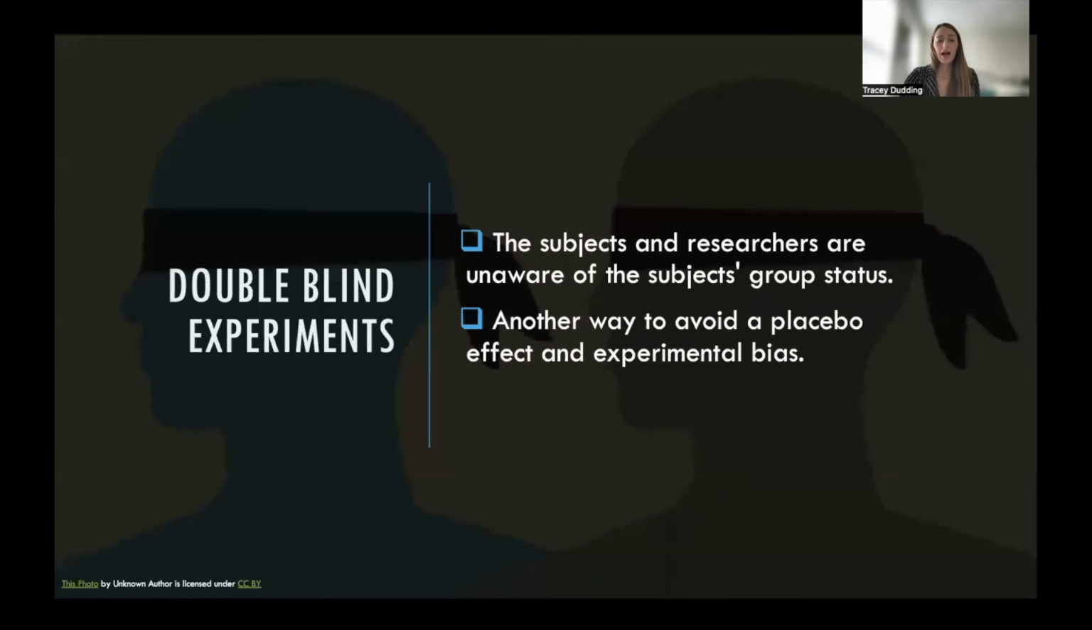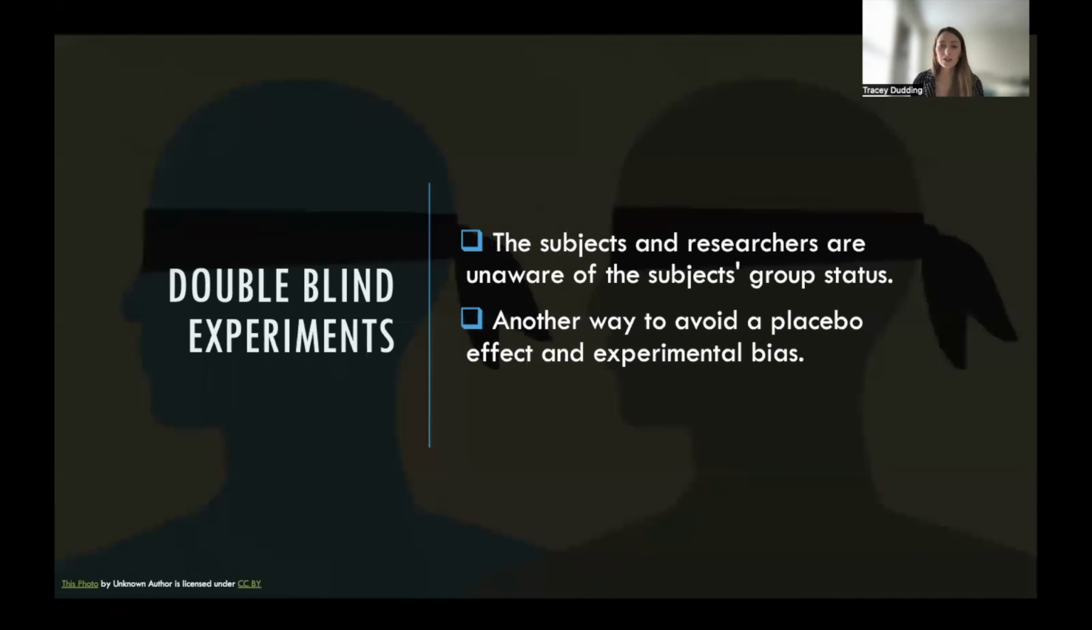Now let's look at double-blind experiments. Double-blind experiments are a great way to actually avoid both the placebo effect and experimental bias. Double-blind experiments are when both your subject and your researcher are completely unaware of your subject's group status. They won't know whether their group is in a placebo group or not. So we avoid experimental bias by ensuring the researcher has no idea of what results may even be seen.